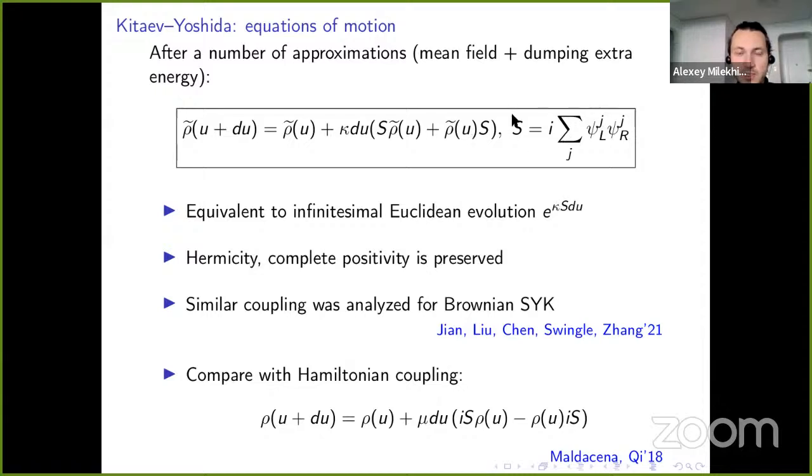So S is this operator, and now, instead of the Hamiltonian commutator, you have an anti-commutator with a Hermitian operator S. And it's indeed equivalent to an extra Euclidean evolution in this form. So as a Hermitian operator, this operator is non-unitary.